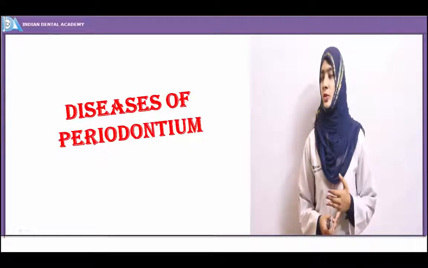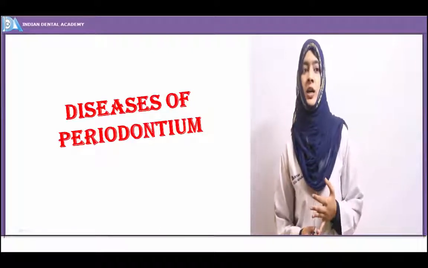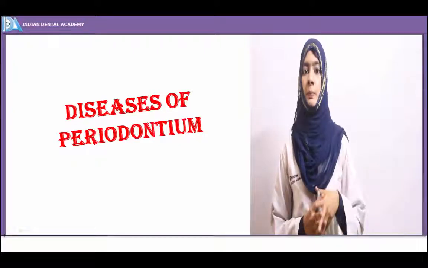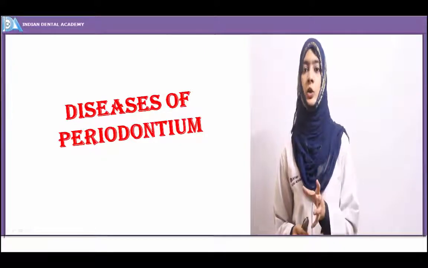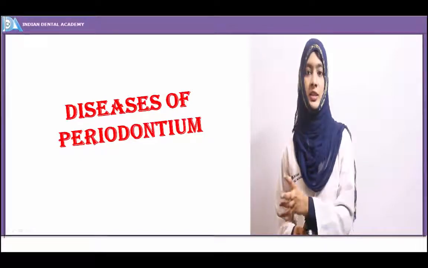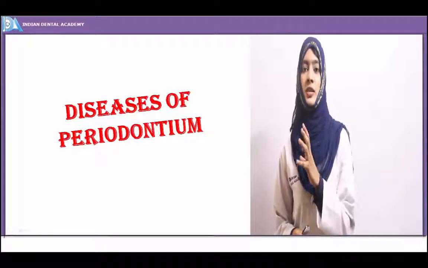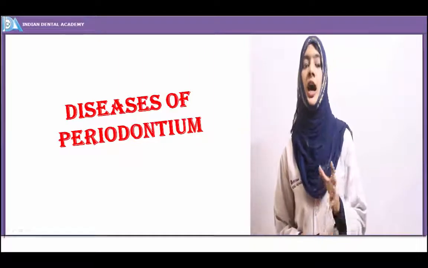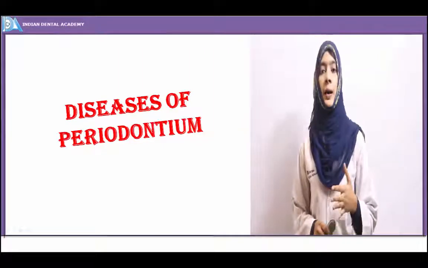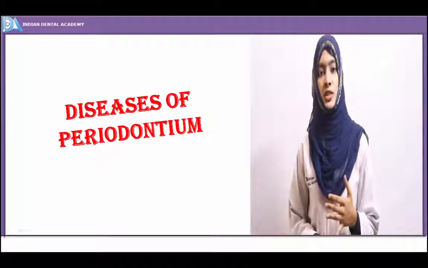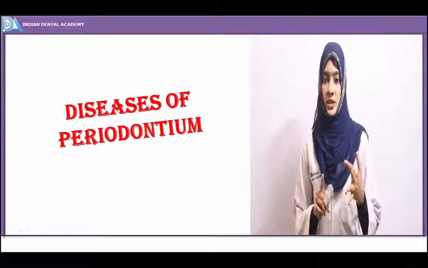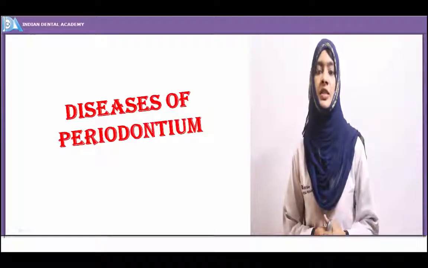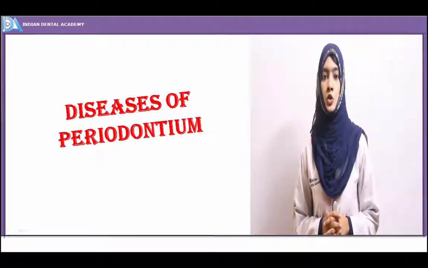Diseases of periodontium. What is a periodontium? The word periodontium is actually derived from a Greek word, perio meaning around and odonto meaning the tooth. So periodontium is nothing but the apparatus which is surrounding a tooth, and the periodontal apparatus includes the gingiva, the cementum, the alveolar bone, and the periodontal ligament surrounding the tooth.